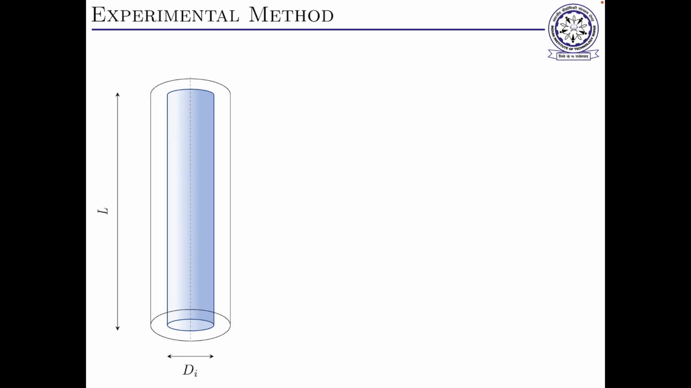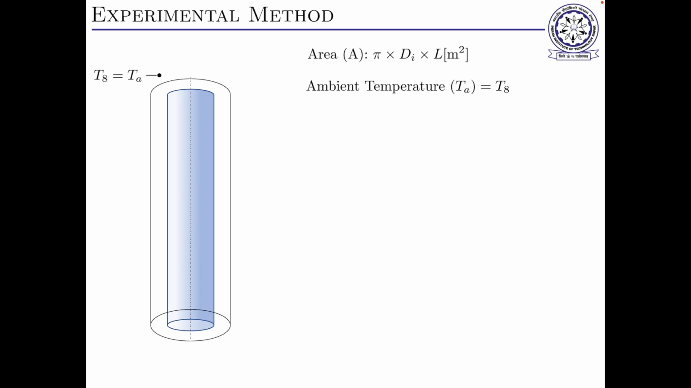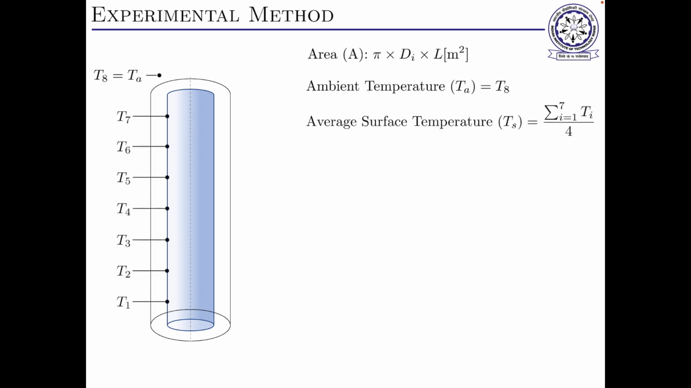So in this case, we need a vertical tube. In a vertical tube, we have some length and some diameter, and it is solid in this case. It has some outer surface area, that is pi dl. We have a thermocouple for ambient temperature outside, and we have some thermocouples on the surface as well.